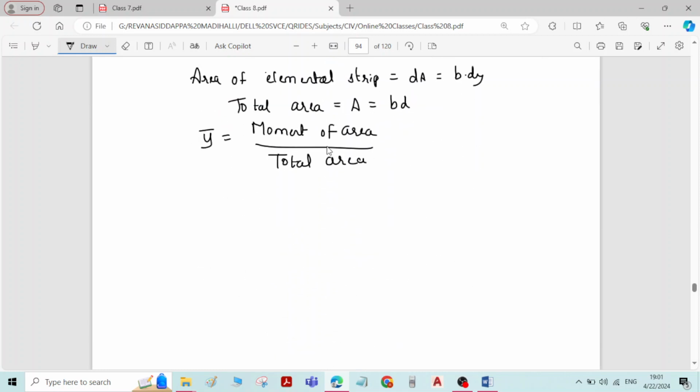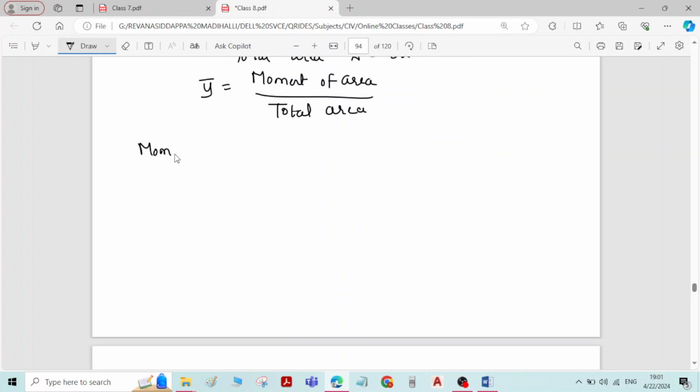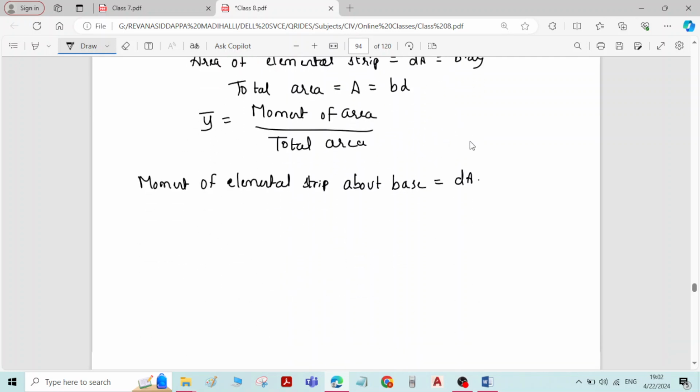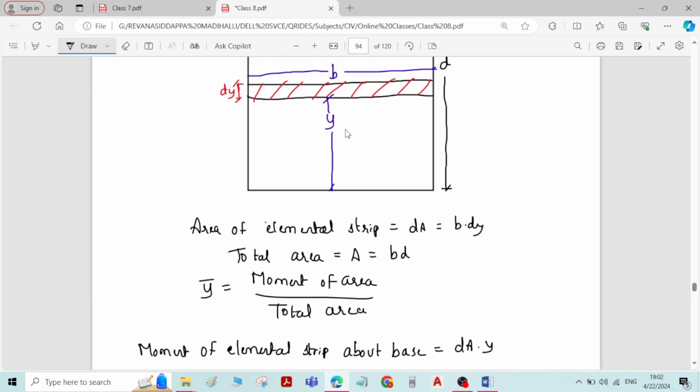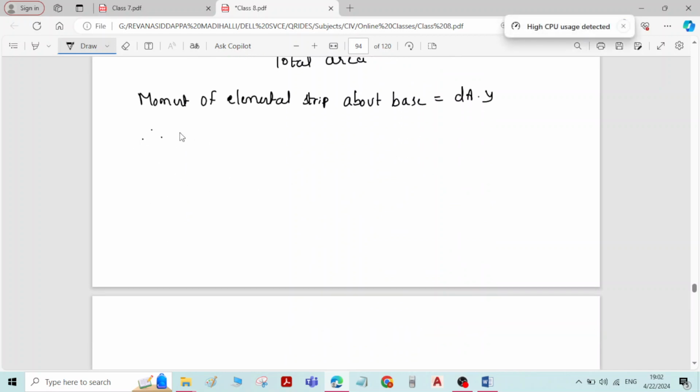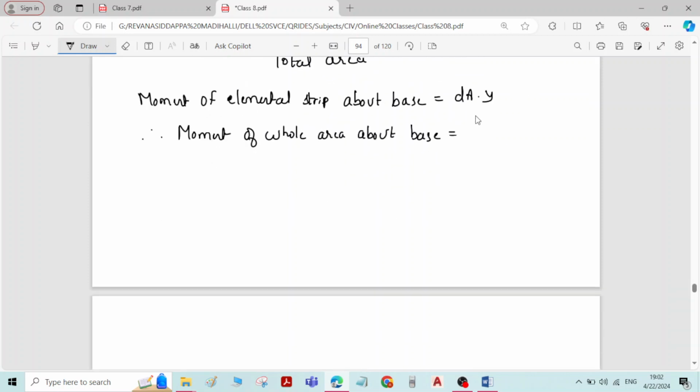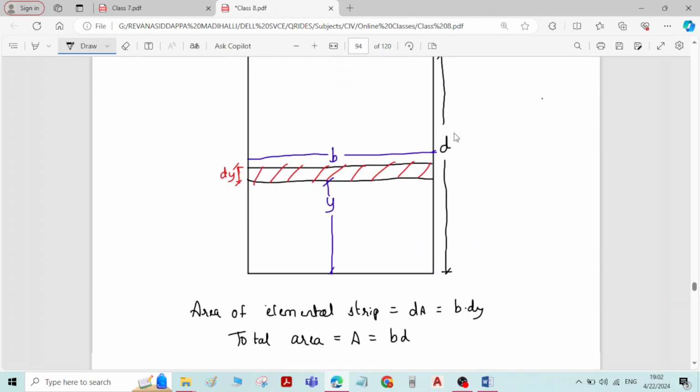Now we already know the total area, b into d. We have to find the moment of area. To get the moment of area, first find the moment of the elemental strip about the base of the rectangle. We know that moment of area is equal to area into perpendicular distance. The area of the elemental strip is dA and the perpendicular distance of the elemental strip from the base is y. So it is dA into y. Therefore, the moment of the whole area about the base is equal to the integration of the above equation from 0 to the overall depth d of the rectangle.